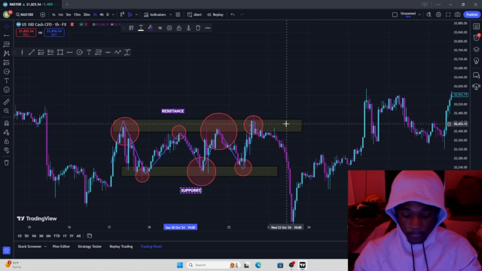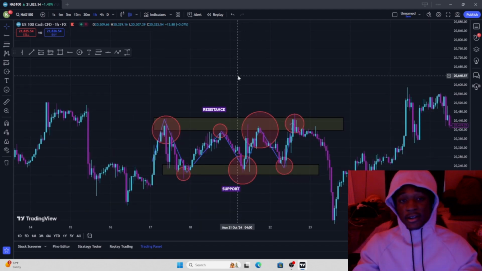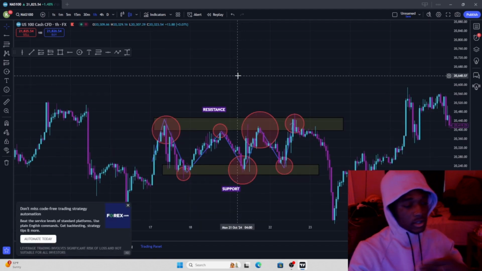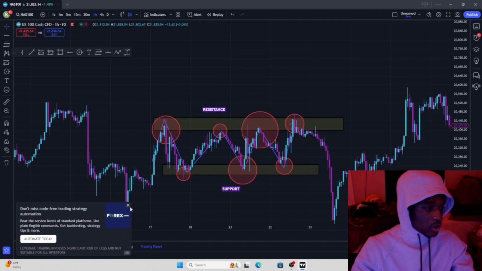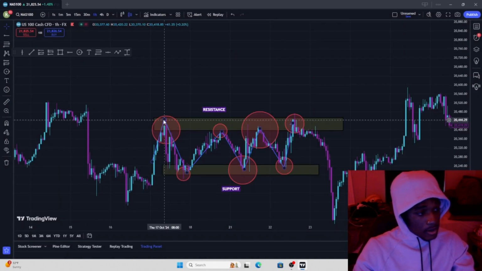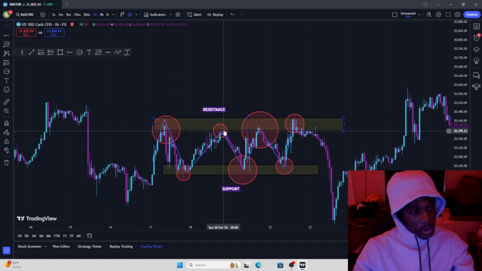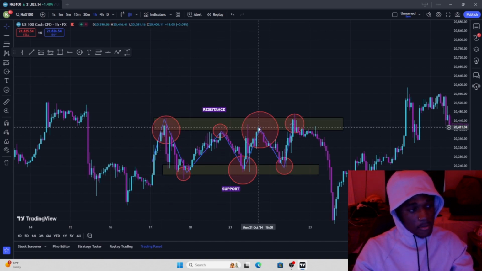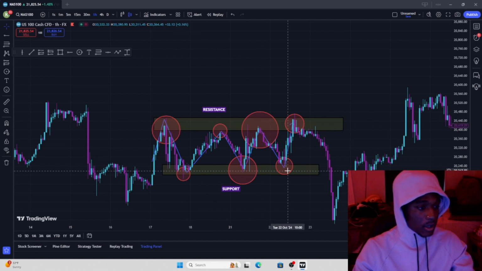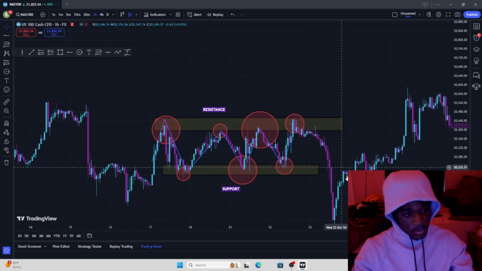So basically, support and resistance is just an area where price cannot pass. Basically, that's what it is, right? So price came up here, right? Pushed down. Price came back up here, couldn't break above this area, so it pushed back down. Same thing, came up, couldn't break above this area, pushed back down. Same thing right here, came up, couldn't break above this area, pushed back down.